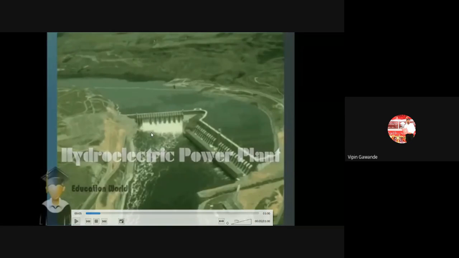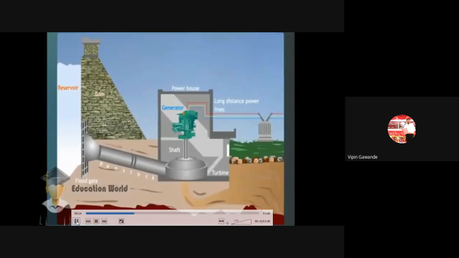Then these are the gates. Now we open the gates, and the water is coming downward. We have a trash rack there for removing the impurities, and afterwards we have the penstock. See here, this is the gate, this is the penstock. This pipe is called the penstock. This is the trash rack to remove the impurities. This is our dam, and this is our reservoir.